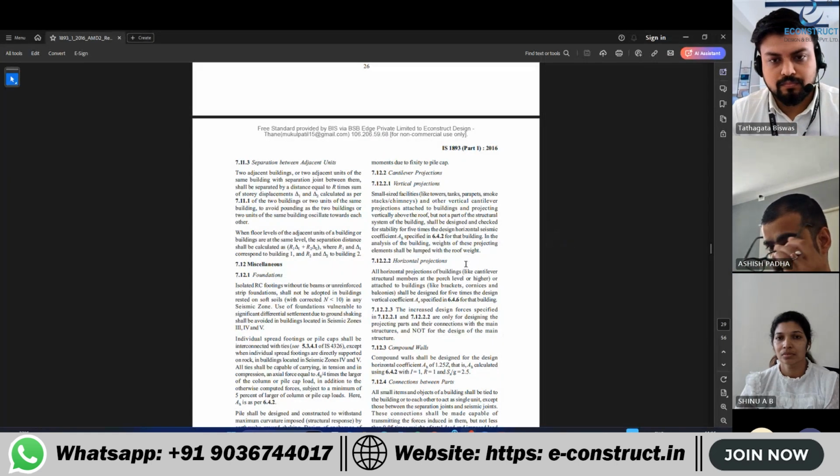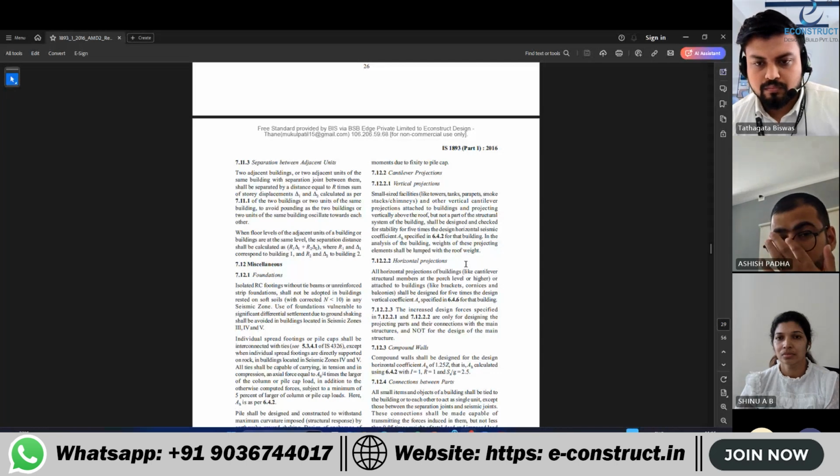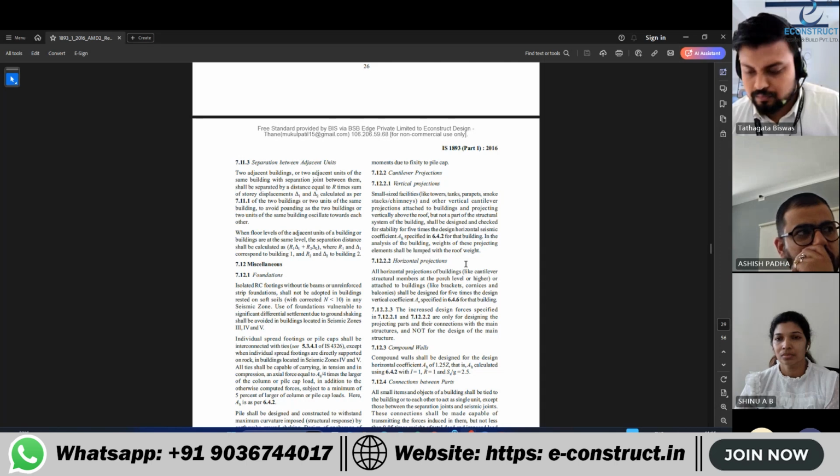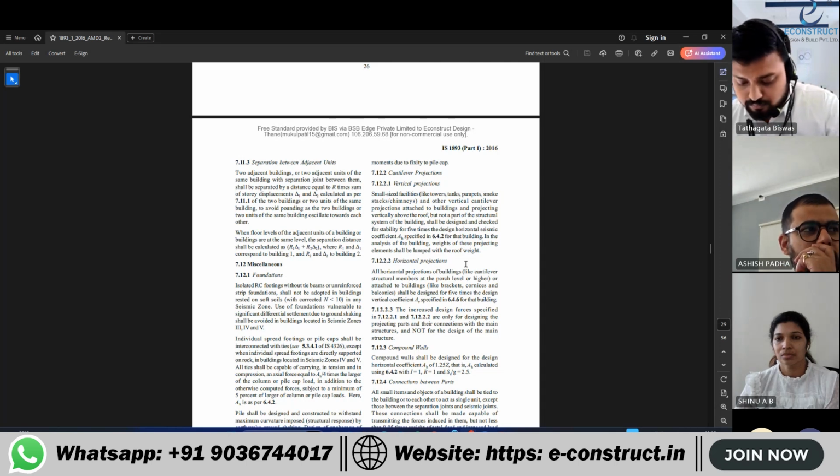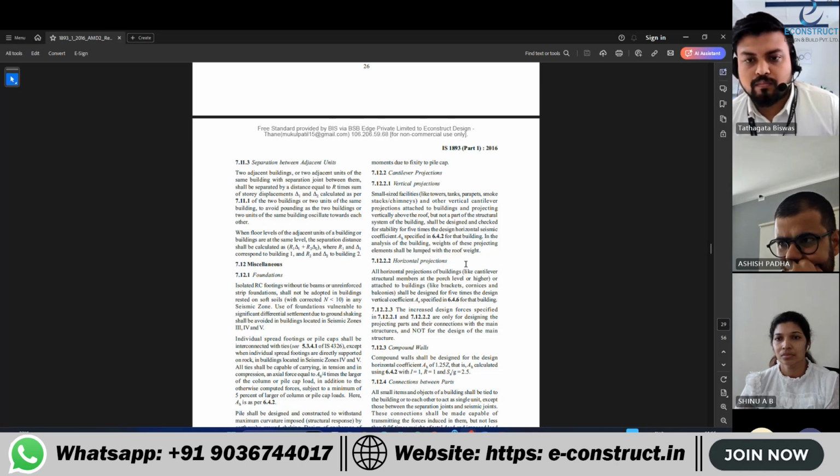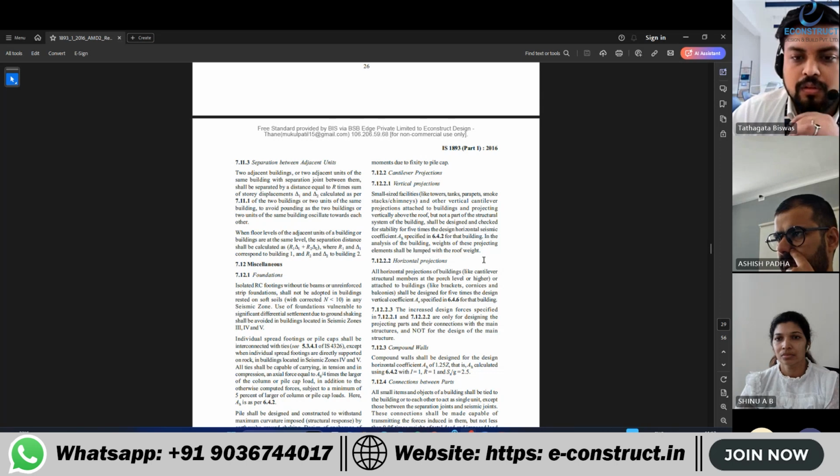7.12.2 Cantilever projections. 7.12.2.1 Vertical projections. Small size facilities like towers, tanks, parapets, smokestacks, chimneys, and other vertical cantilever projections attached to buildings and projecting vertically above the roof, but not a part of the structural system of the building, shall be designed and checked for stability for 5 times the design horizontal seismic coefficient AH specified in 6.4.2 for that building. In the analysis of the building, the weights of these projecting elements shall be lumped with the roof weight.